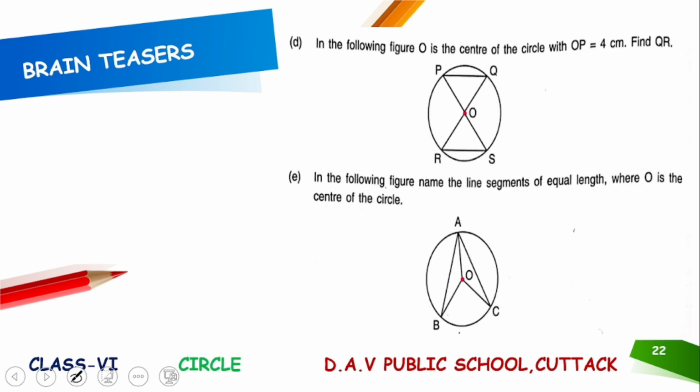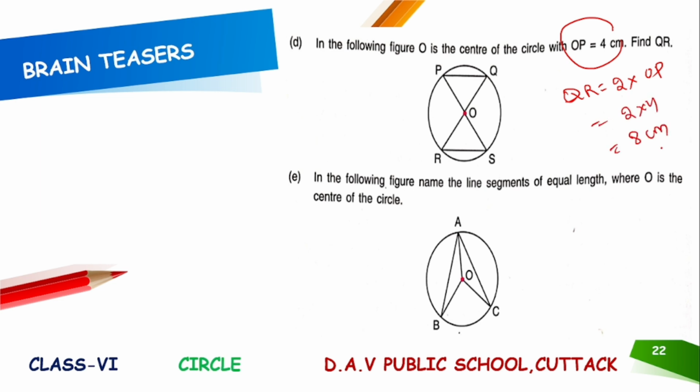Next question. In the following figure, O is the center of the circle with OP equal to 4 centimeter. Find the QR. QR is the diameter, so write down QR equal to 2 into OP, that is 2 into 4 equal to 8 centimeter. Now in the following figure, name the line segments of equal length, meaning radius. We can write OA, OB and OC because radii are equal.